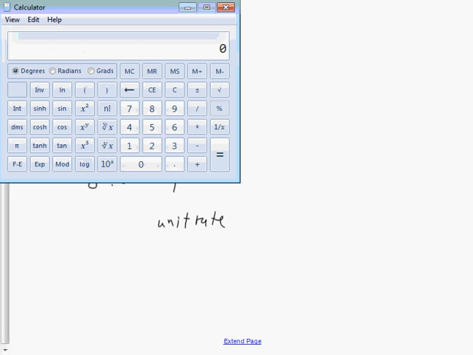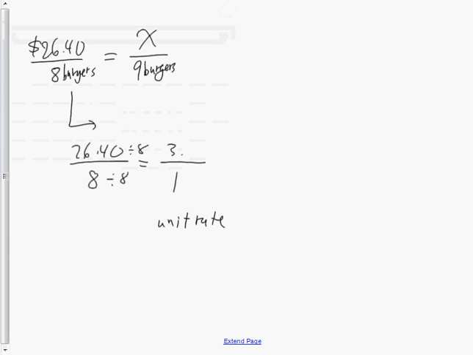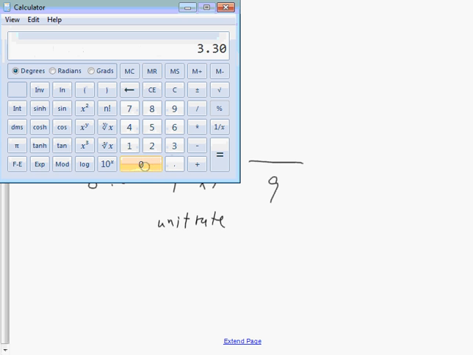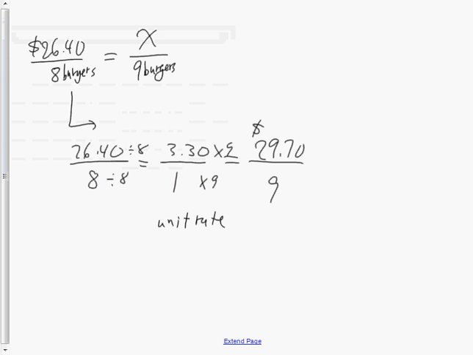So if I take my 26.40 and divide it by 8, I figure out that it's $3.30 for one burger, which means for 9 burgers, if I was to multiply that by 9, so $3.30 multiplied by 9 would mean it's $29.70 for 9 burgers. And that's one way to do it. It's called the unit rate method.